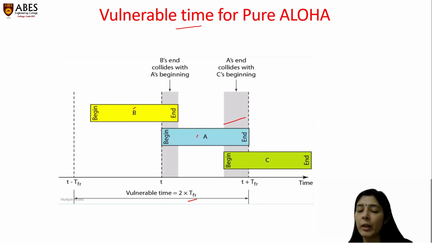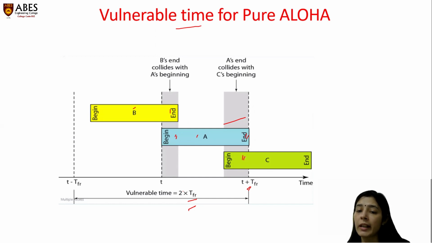In this case, station B has started transmitting its frames at T minus TFR time, but station A has started transmitting its frame at time t, and station C has started transmitting its frames at t plus TFR time. So we can see that the end of the frame sent by station B will collide with the beginning of the frame sent by station A, and the end of the frame sent by station A will collide with the beginning of the frame sent by station C.